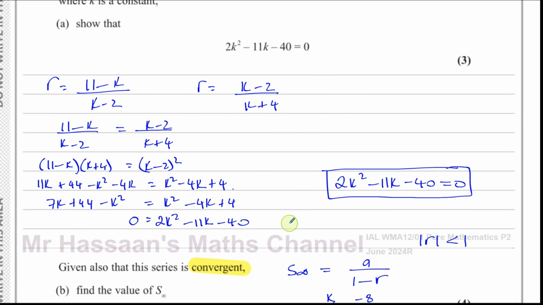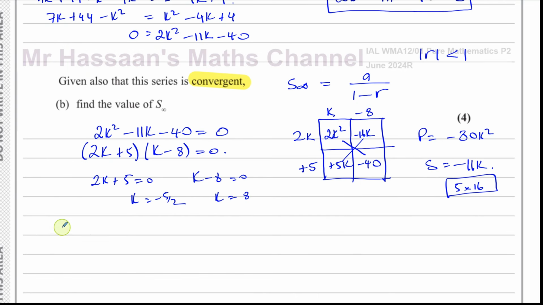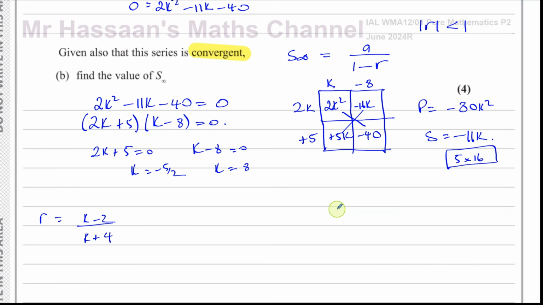Now, we know the common ratio is given by these two. I think this is a bit easier to use, so I'll use r equals k minus 2 over k plus 4. The common ratio is k minus 2 over k plus 4. In fact, we don't even have to do that. Let's just write down what the series is now.